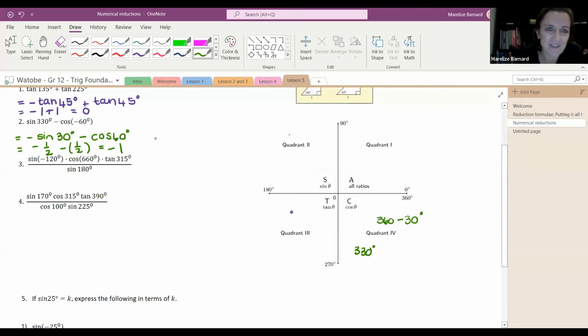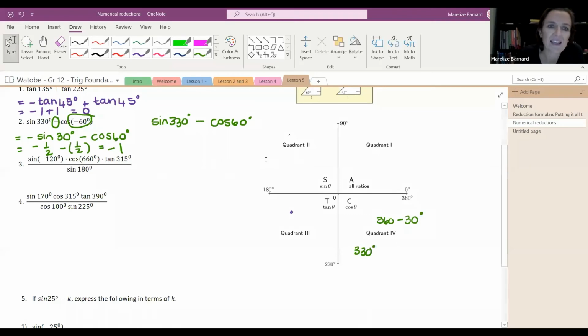That's good stuff. Why is it not positive cos 60? Because cos of a negative angle is positive, but there's a minus in front of that cos. So we'll end up with sine 330 minus cos 60. That's why cos of a negative angle is positive.